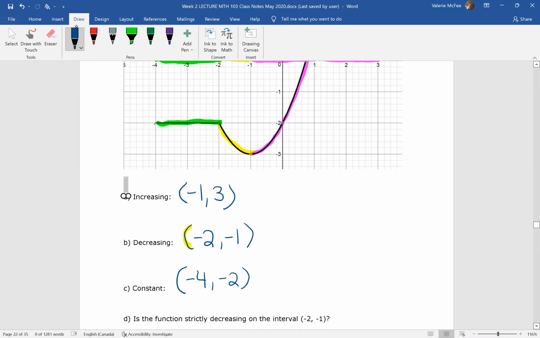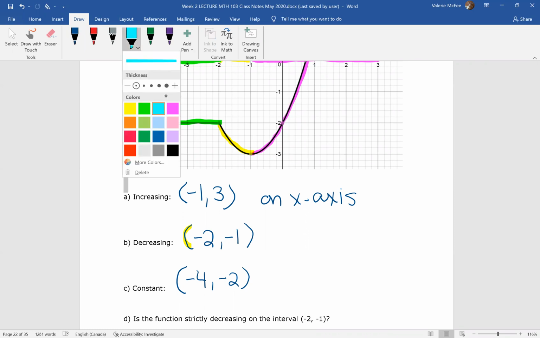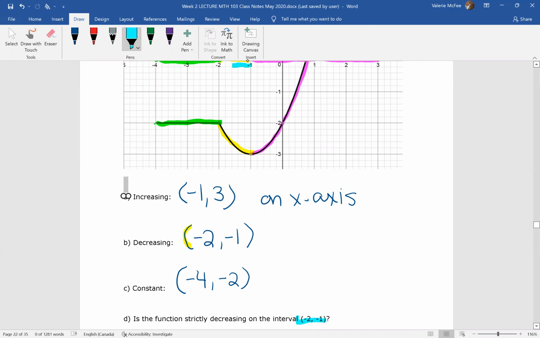Remember that each of these describes the numbers on the x-axis. We're not looking at ordered pairs. This is not an XY coordinate. Answer question D. Is the function strictly decreasing on the interval -2 to -1? So again, let's mark that -2 to -1 on the x-axis. Oh, I see it's all the same color. And I see, yes, it is strictly decreasing.